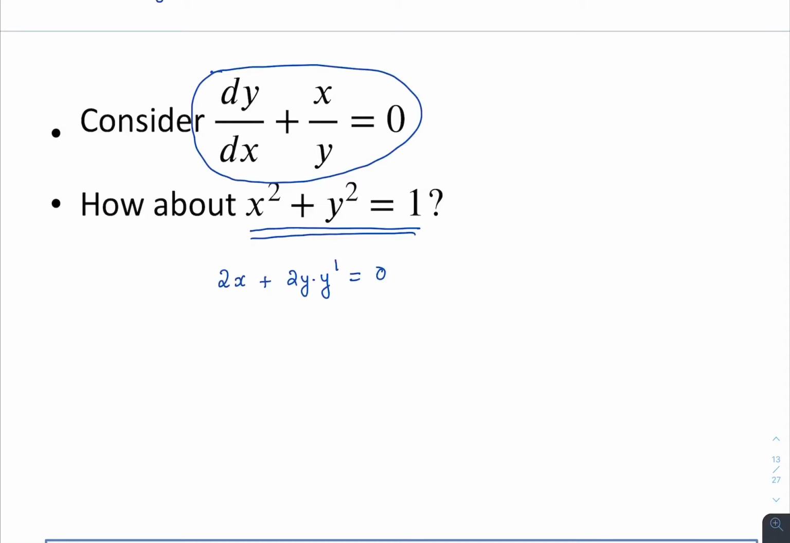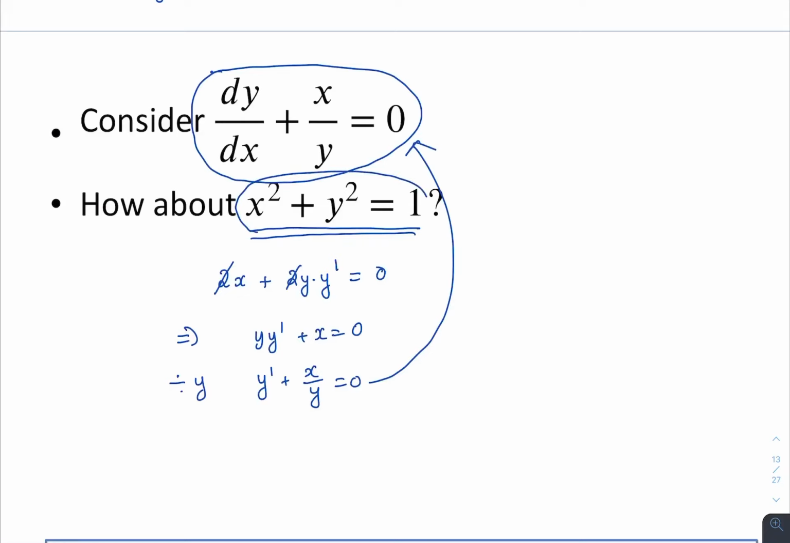And if I simplify this, I can cancel the 2. So I will have y y prime plus x is equal to 0. Then I can divide the whole thing by y. Then I would have y prime plus x over y equal to 0, which is the differential equation. In other words, this circle right here happens to be the solution. But there's a problem in here.